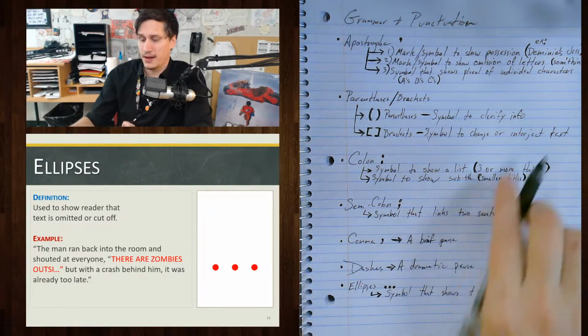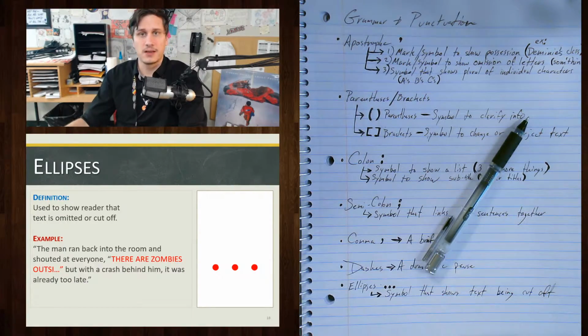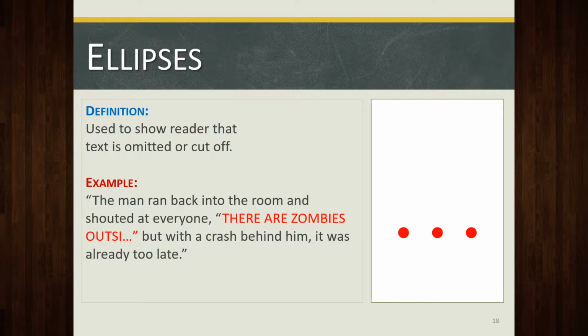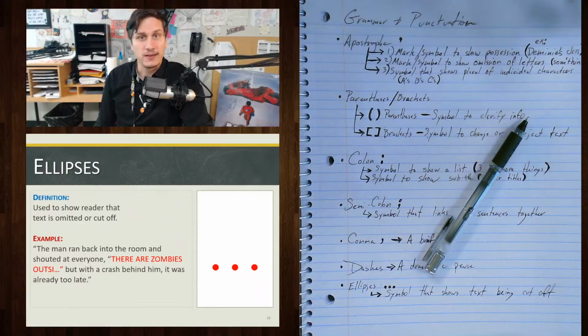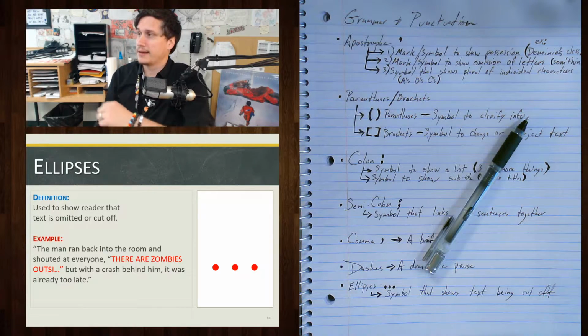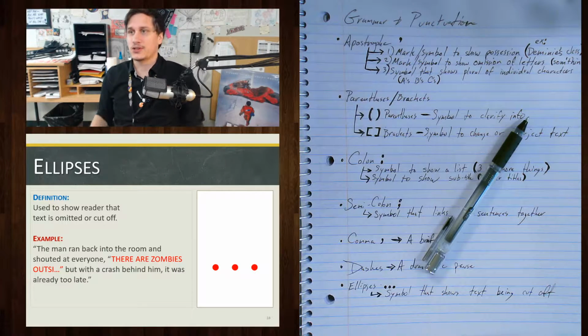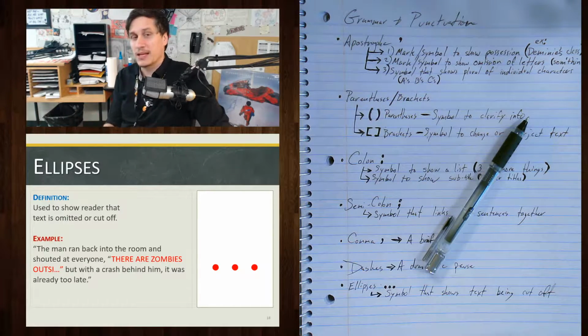Now, the example that I have in my notes is this one, which is a really popular one. The man ran back into the room and shouted at everyone, "There are zombies outside!" But with a crash behind him, it was already too late. Okay, cool. So, normally in class, I would be like, all right, kids, what happened to that guy? And everyone's just like, oh, he dead. Yes, that's what happened. Or at least that's the implication, right?